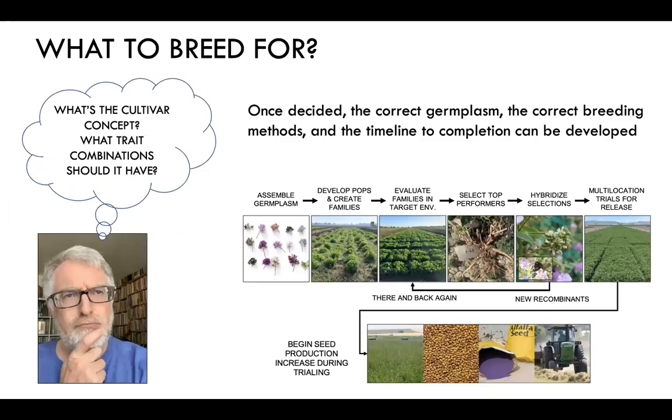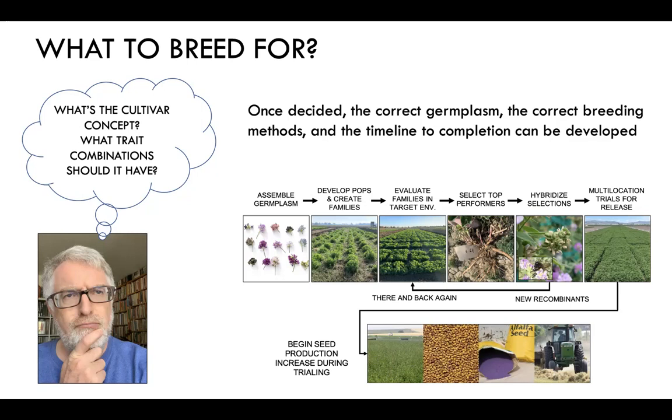Now, before we really get into that whole scheme of a breeding program, as a breeder, we need to think about, what are we doing here? What is our cultivar concept, if we want to look at it like that? What are the trait combinations we need to have? What are the threshold values we must meet? What is our ultimate goal?